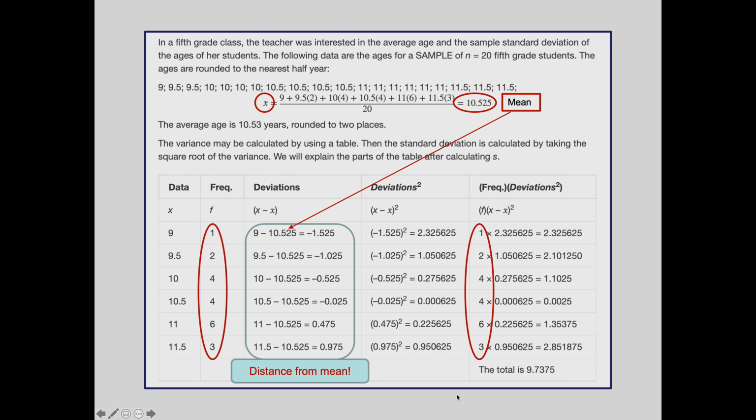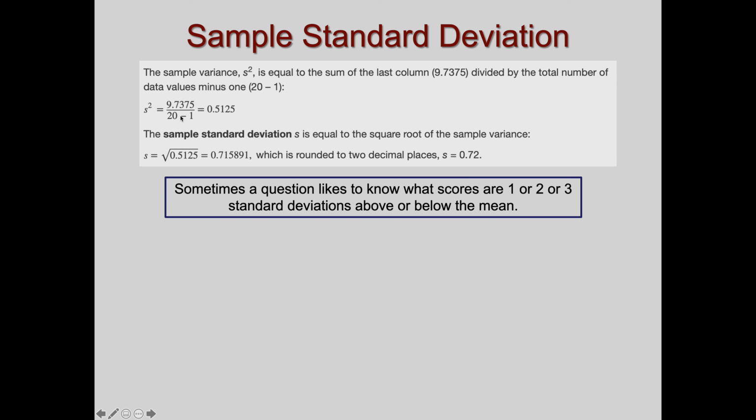Okay? And then going back to the formula, I take that number, 9.7375, and then I divide it by n minus 1. There were 20 scores before, so I subtract 1 and I get 19. And if I do 9.7375 divided by 19, I get 0.5125. And then that was with the squares, so I have to square root it. And when I square root it, I get 0.715891, rounding it off. That's 0.72. S is the symbol, in this case, for the sample standard deviation. And what that would mean is that the average score is about 0.72 away from the mean.